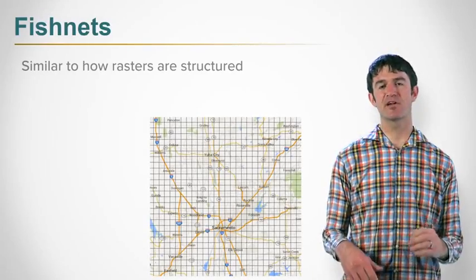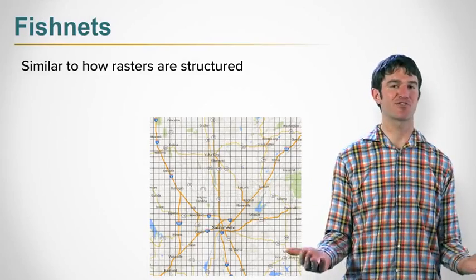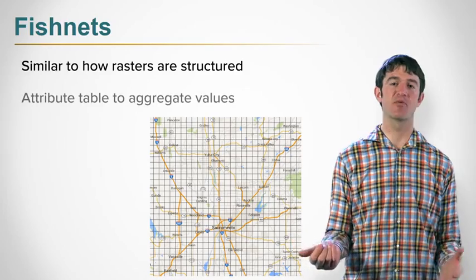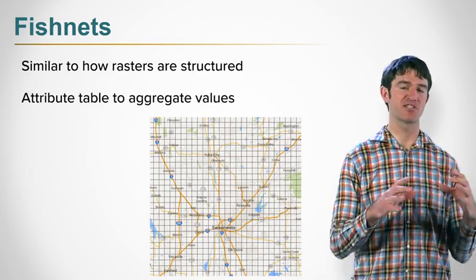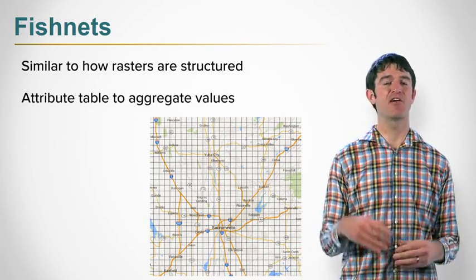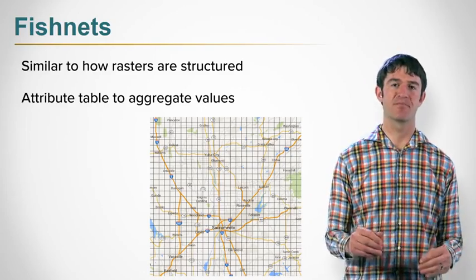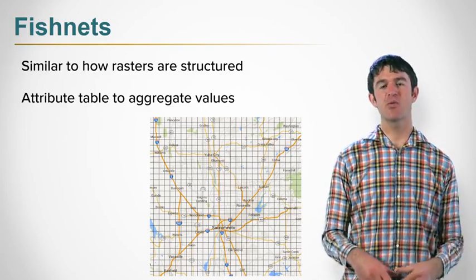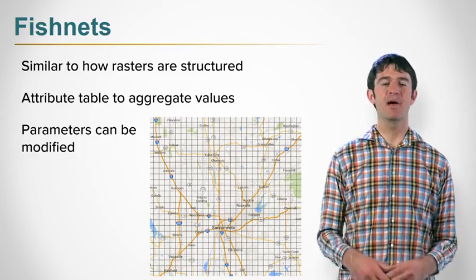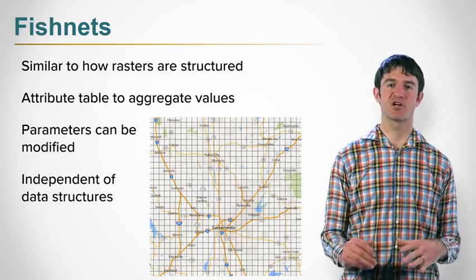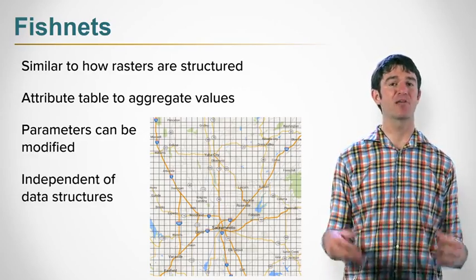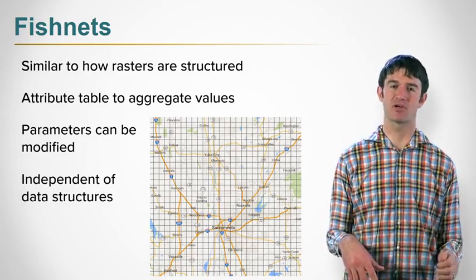If this sounds at all familiar, that's because it's quite similar to how rasters are structured, but this is all vector still, and as such, we still have an attribute table we can use to aggregate values within each fishnet cell, or polygons to use to select and modify the attributes of items that fall within a particular part of the fishnet. In creating a fishnet like this, we can tweak parameters like size and orientation so that it works well with our data, but it's otherwise independent of our data structure, which, as I said, can be good at times if you're worried about things like the modifiable aerial unit problem we discussed in the previous course.